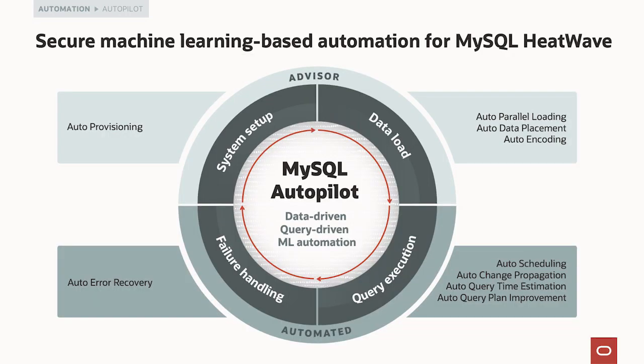If you look at MySQL Autopilot, it's broken up into two basic kinds of behaviors. First, it advises. So for things like provisioning nodes, how many nodes did you provision? It gives you advice. It also advises on where to place data. So among those nodes, how should you actually arrange the data, right? It also advises on encoding. So, in MySQL HeatWave, you have more than one choice on how to represent a given kind of value. And MySQL Autopilot helps you choose.